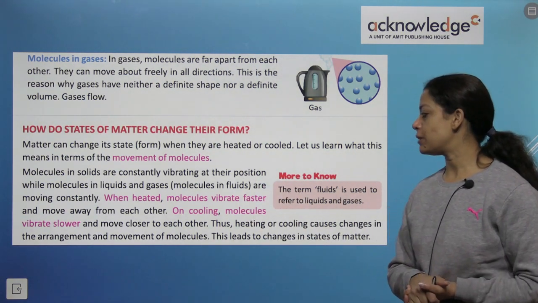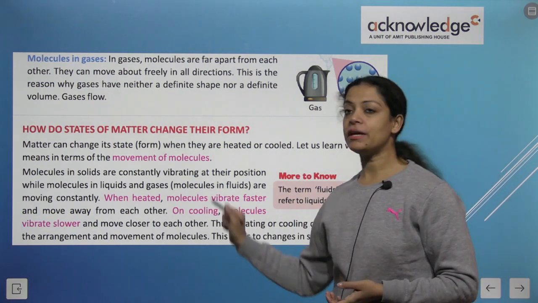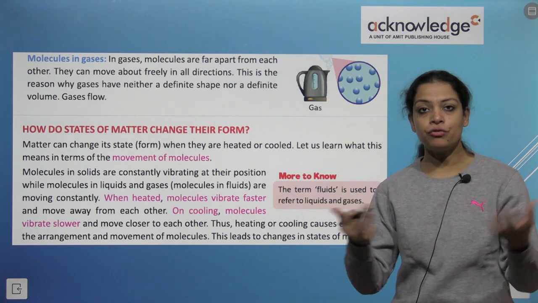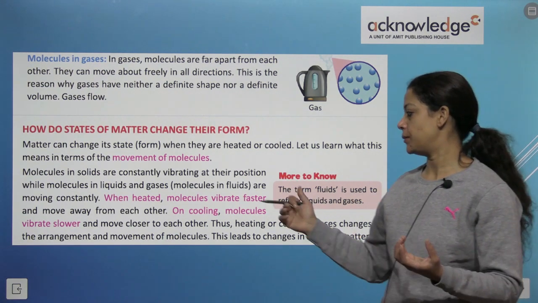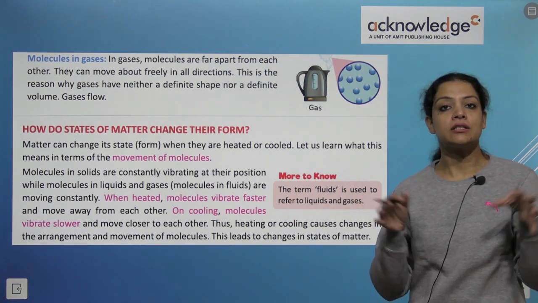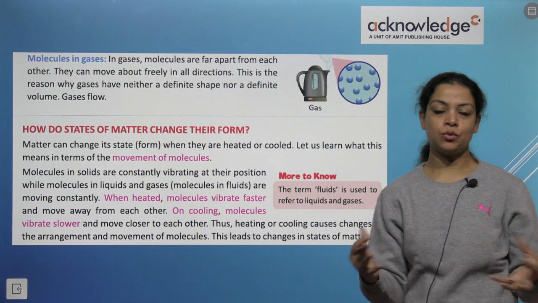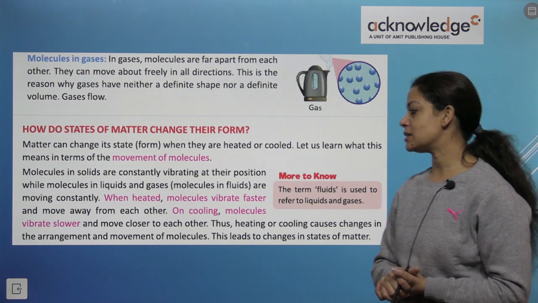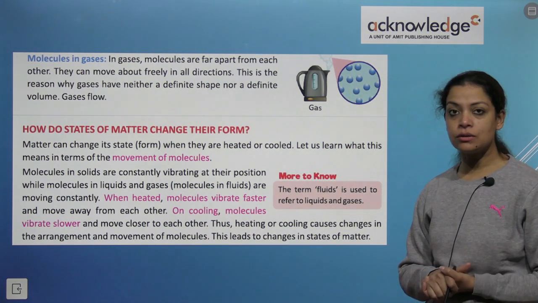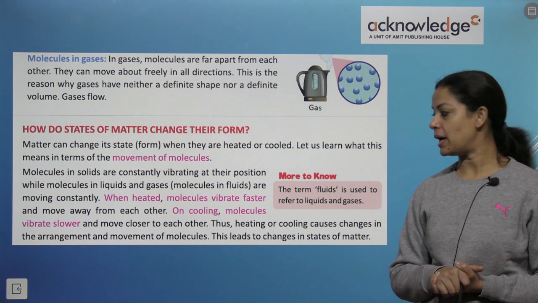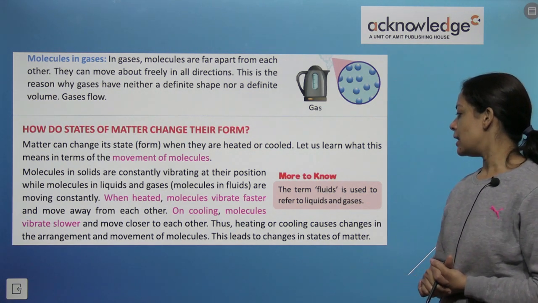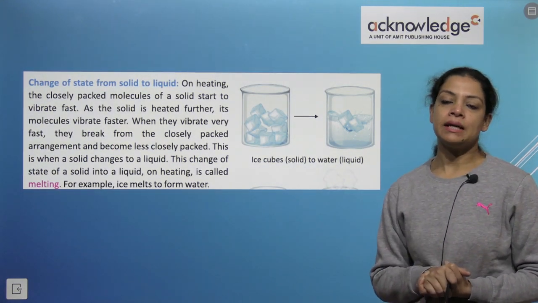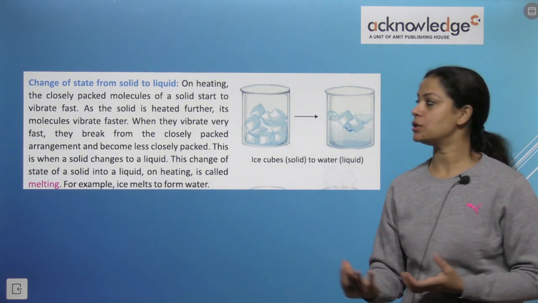So when heated, molecules vibrate faster and move away from each other. जब हम गर्म करते हैं किसी मैटर को, वो they move faster and they start moving away from each other. On cooling, molecules vibrate slower and move closer to each other. Cool करने से वो एक दूसरे के पास आने लग जाते हैं. Thus, heating or cooling causes changes in the arrangement and movement of molecules. This leads to a change in the state of matter. So, the term fluid is used to refer to liquids and gases. फ्लूइड जो basically word use होता है, it is used for liquids and gaseous state materials.